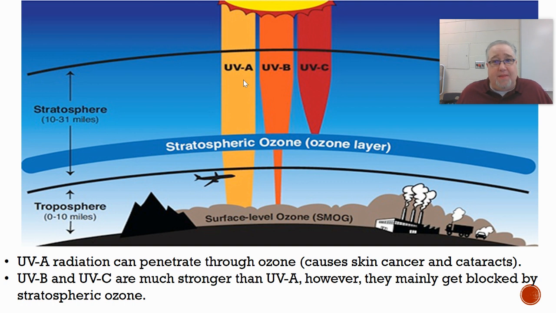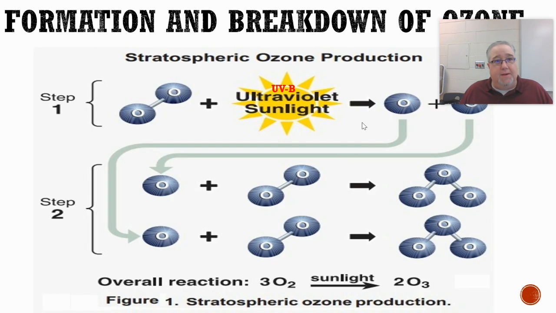UVA, however, that one can pretty much get through. This is the reason why you go outside and you put sunscreen on. We put sunscreen on because we are being exposed to UVA pretty much everywhere on the planet. So, the ozone layer doesn't really block that very well. But UVB and UVC, pretty much it does, just depending on where you live.